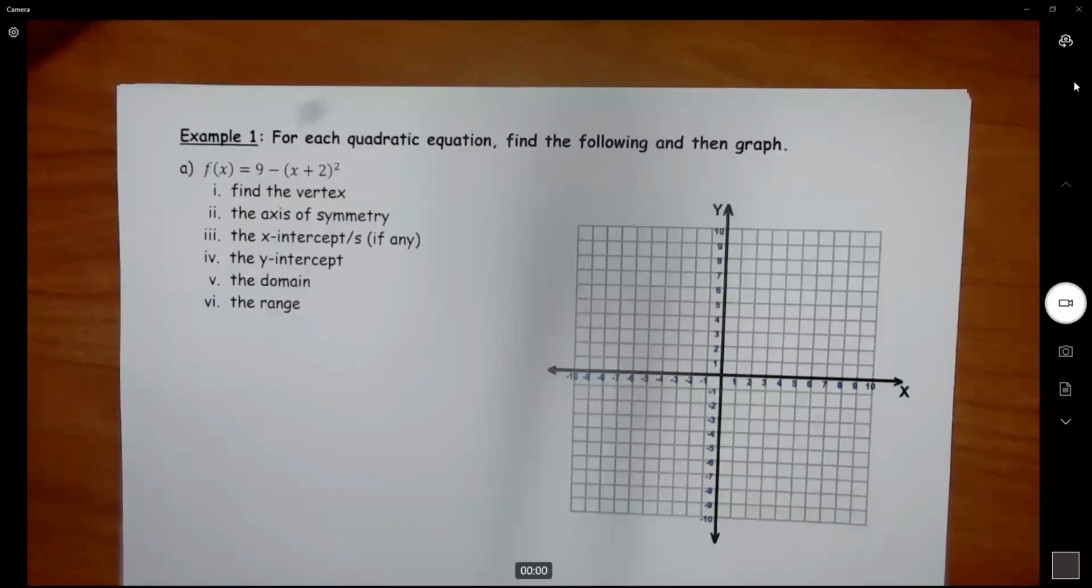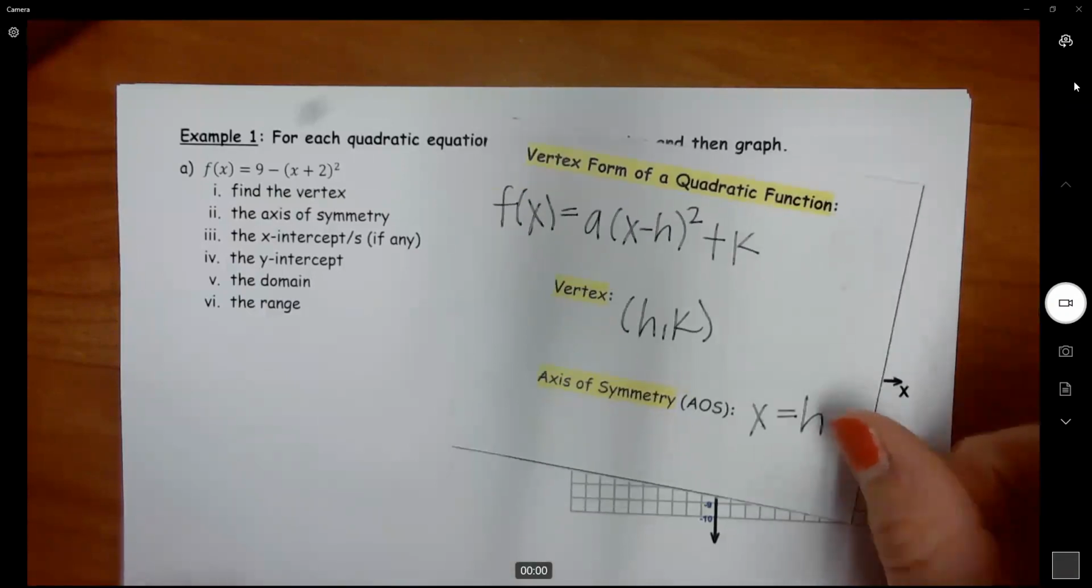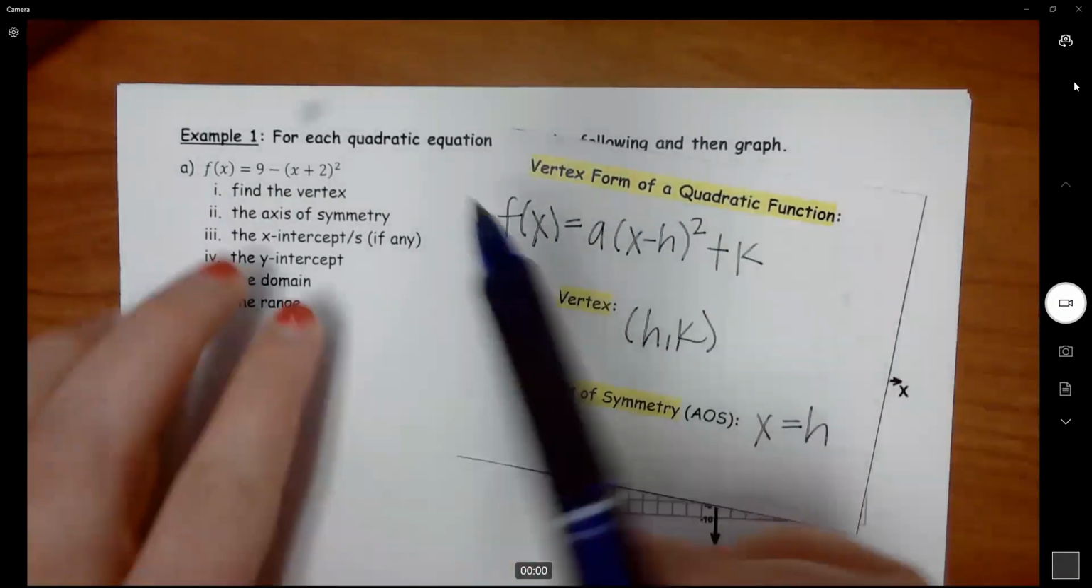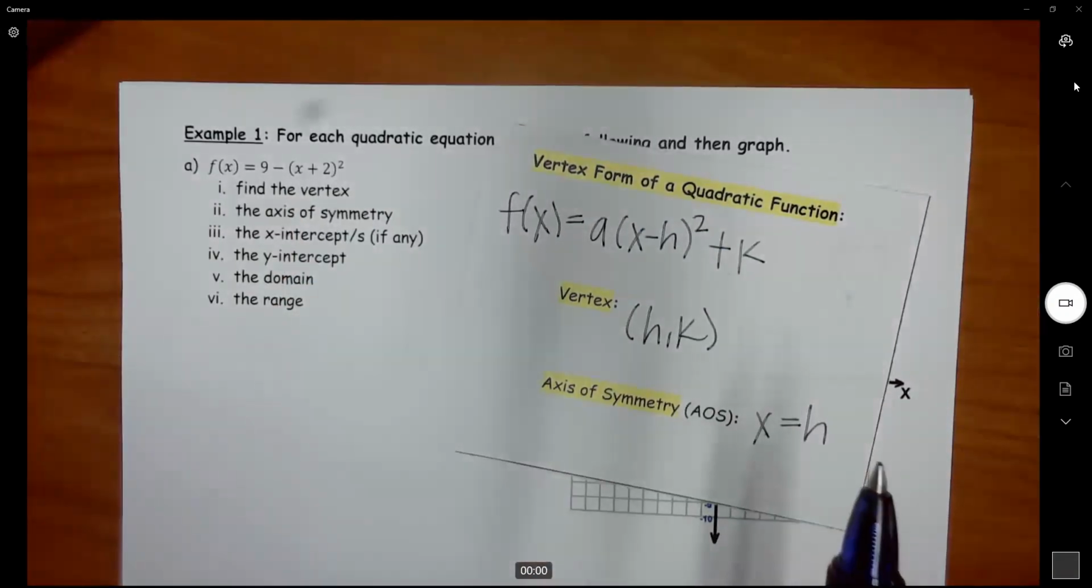In this video, we're going to graph some quadratic functions that are in vertex form. So for each of the quadratic equations, we need to find the following and then graph. So we have 9 minus (x plus 2) squared. I can tell that this is in vertex form because it has those sets of parentheses.